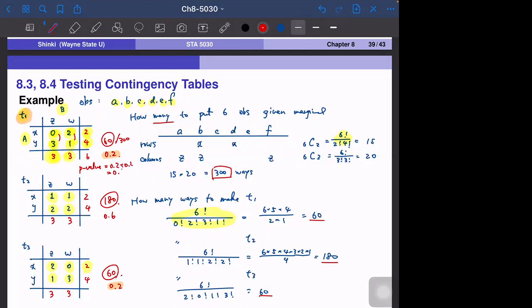So the p-value is 0.4. The next one actually has the largest probability. So the p-value is 0.2, 0.2, 0.6. So no table is less extreme than this, so the p-value is 1. So often with Fisher's exact test, we get a p-value of 1. And the last one is the same as the first one, so the p-value is 0.4. So we do not reject the null hypothesis of independence for A and B. So this is how Fisher's exact test works.